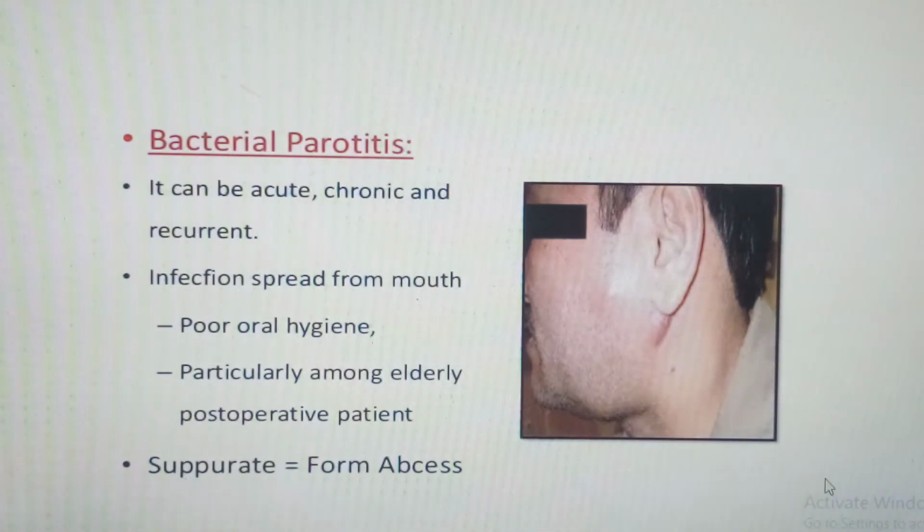But one thing that you have to know is that there's a form of parotiditis or parotitis which is actually a sort of viral infection. If it's a viral infection, then we can also simply call it mumps. M-U-M-P-S, mumps.